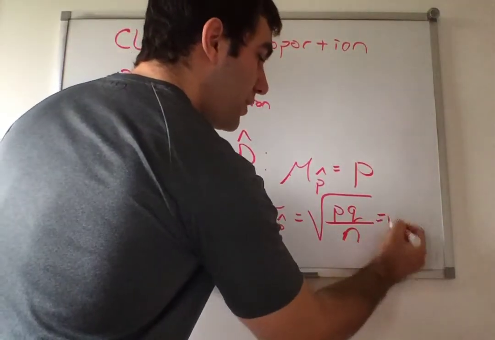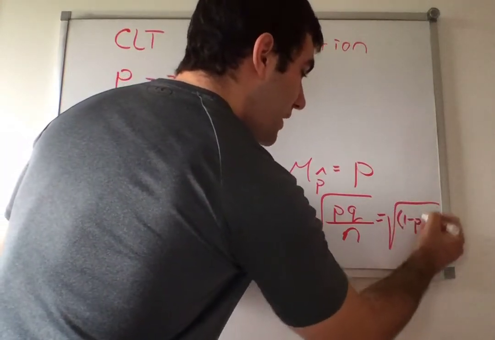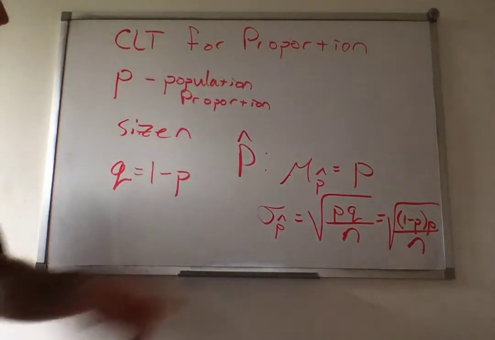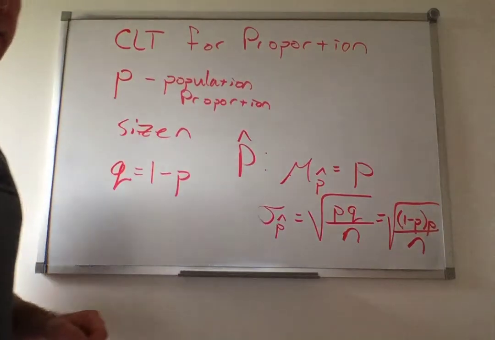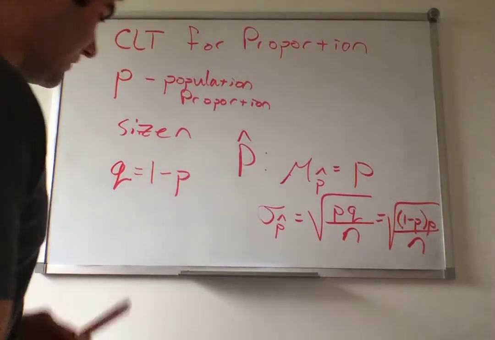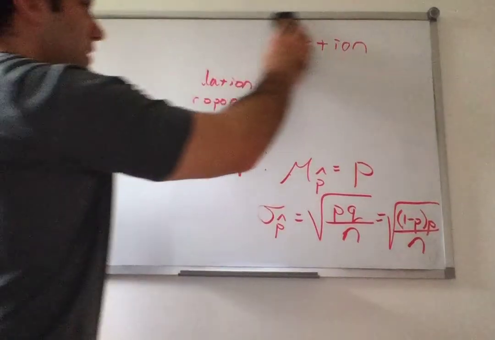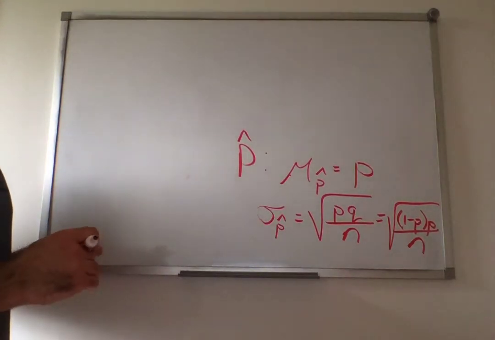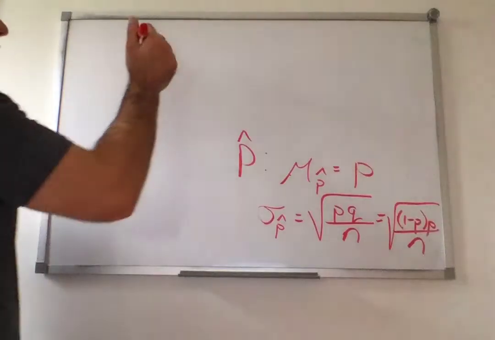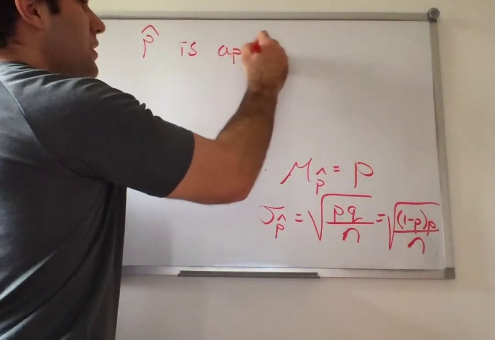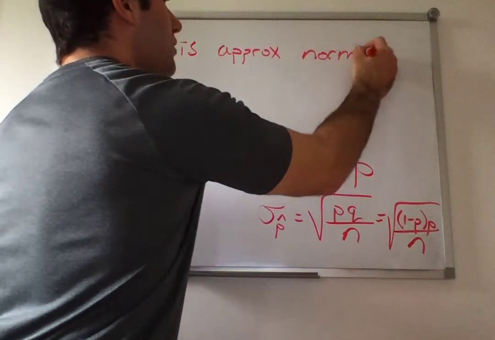Sometimes you may see this formula written as the square root of 1 minus p times p divided by n. That way you don't have to calculate q, even though you're calculating it right there. Either one you could use. But this is exactly the same thing as the central limit theorem. Now, the only real difference is that in the central limit theorem for means, it says the sample size has to be greater than 30. Let's see, the sampling distribution for p hat is approximately normal.